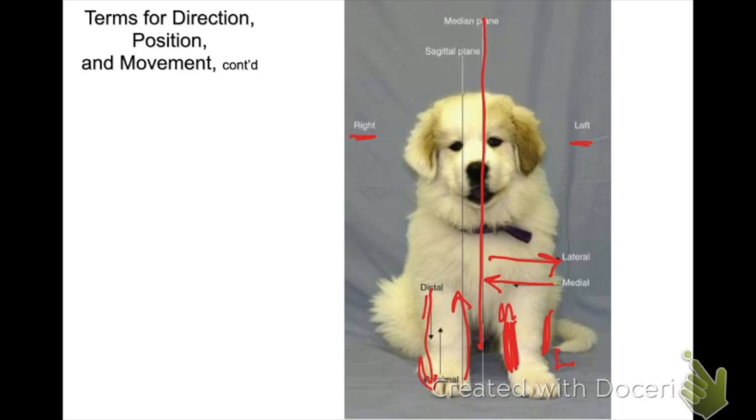There's also a term here called the sagittal plane, and median plane. A plane is describing, like if you took a piece of plexiglass and sliced directly through the animal, how would you separate that animal into two pieces? So the sagittal plane would separate the animal into a right and a left piece.